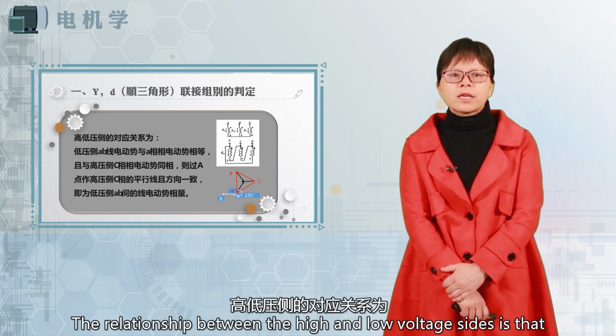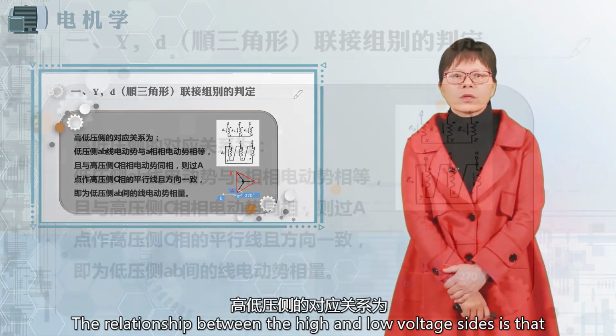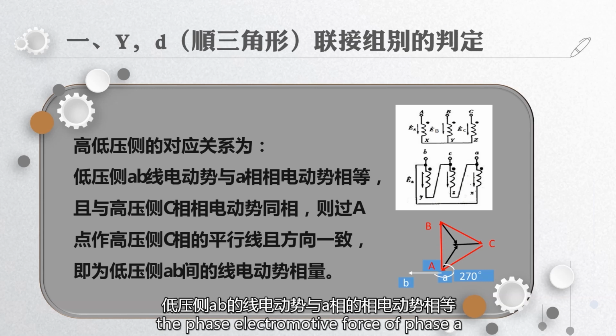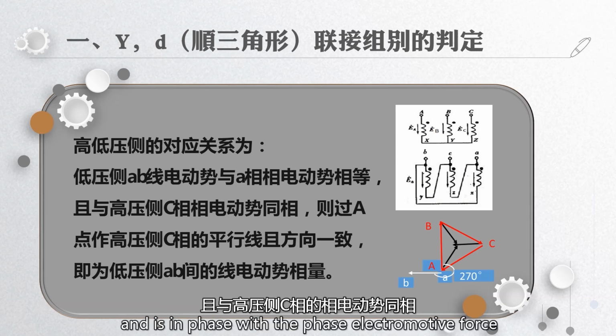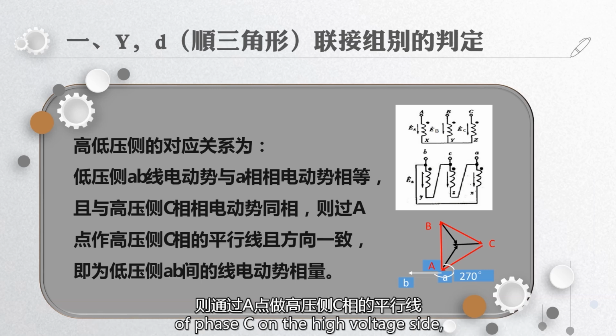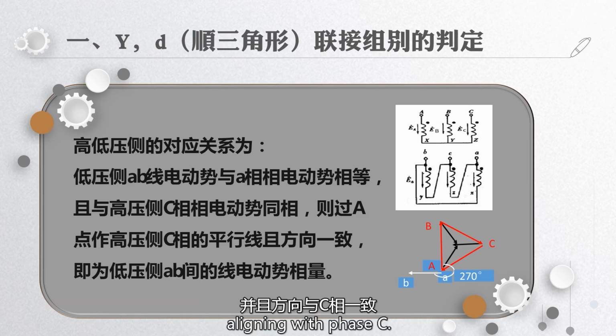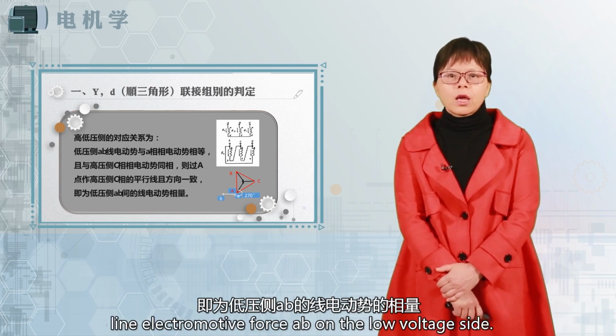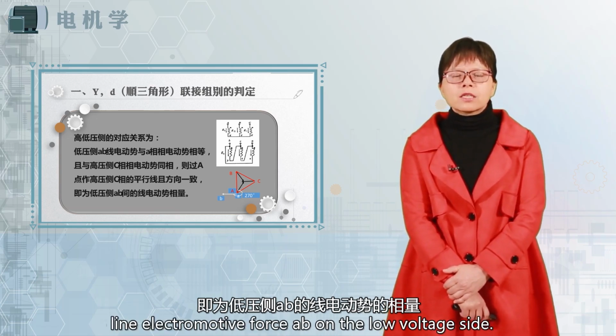The relationship between the high and low voltage sides is that the line electromotive force EAB on the low voltage side equals the phase electromotive force of phase A, and is in phase with the phase electromotive force of phase C on the high voltage side. Therefore, draw a parallel line from point A in the direction of phase C on the high voltage side. This represents the phasor of the line electromotive force EAB on the low voltage side.